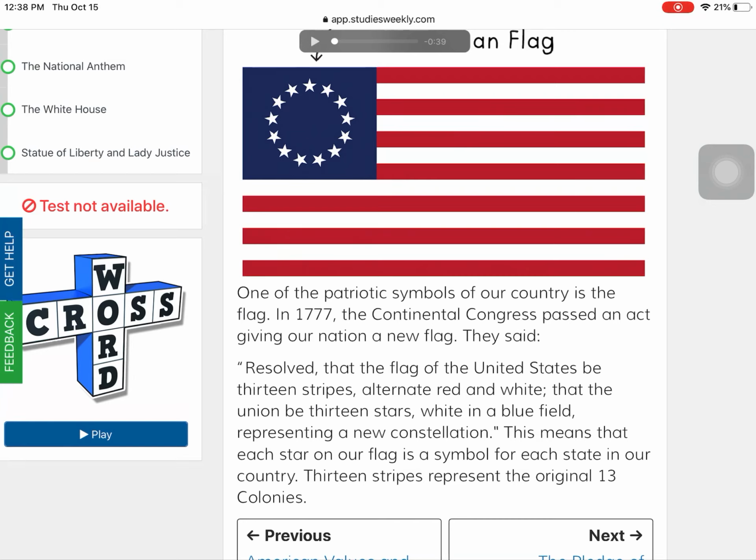And then what about our stars? Do we still have 13 stars on our flag? No, we don't. How many stars do we have on our flag now? If you said 50, you would be correct. And what do those 50 stars represent? Each star represents one state in our United States of America. We have 50 states in America and we have 50 stars on our flag. That is a lot of stars.